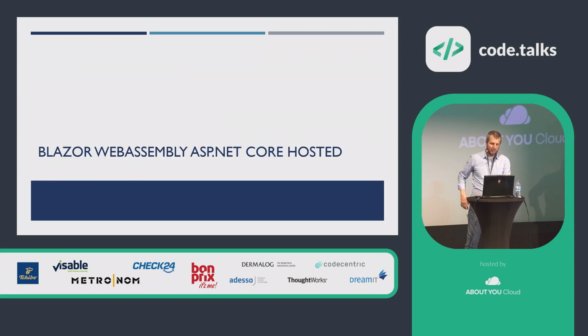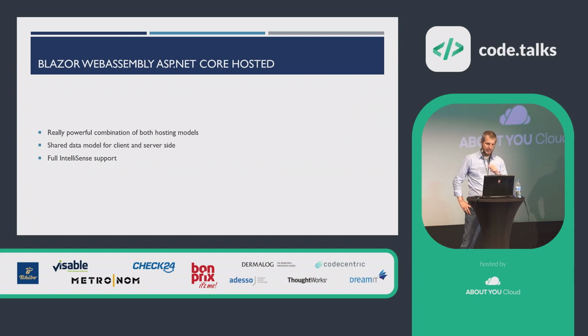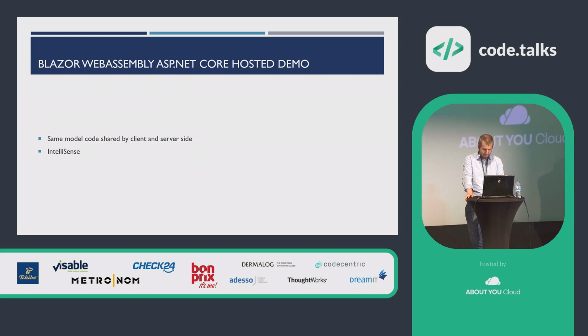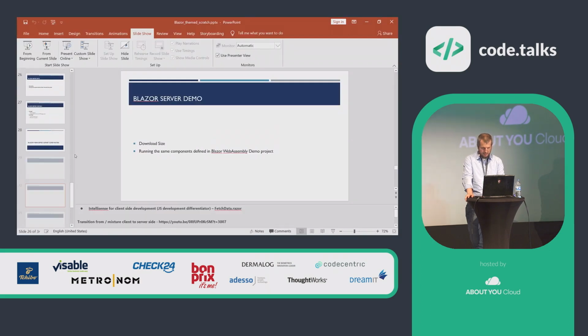So let's have a really quick look at the combined hosting mode, where you have stuff running both on the server and on the client. This is called Blazor WebAssembly ASP.NET Core hosted. So you have an ASP.NET Core server and you're using Blazor WebAssembly. This reveals the full power of Blazor, because now the communication between the client and the server side uses the same technology, and you can share code in the same solution between client and server side. So let's see how this works really quickly.